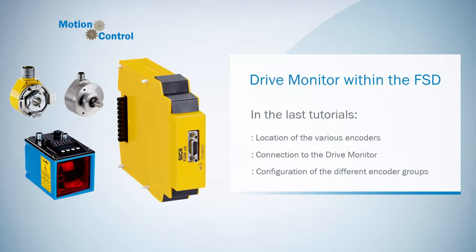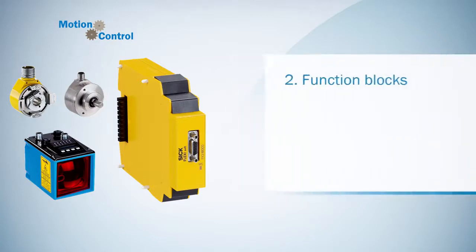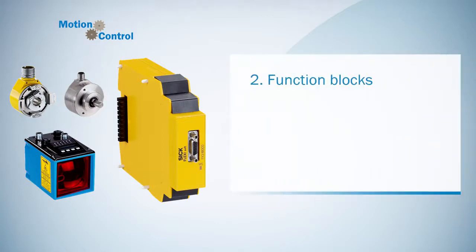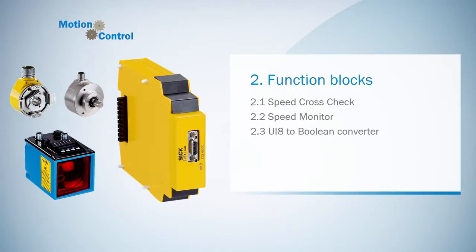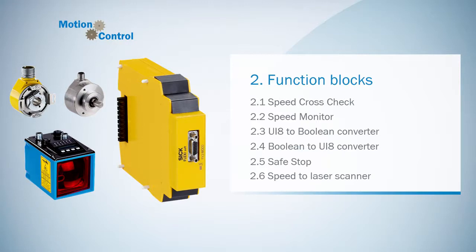Now, in the second chapter of this tutorial series, we are going to take a closer look at the various function blocks in the MOX logic. The chapter function blocks in the MOX logic is divided according to the different function blocks in 6 parts: speed cross-check, speed monitor, UI8 to Boolean converter, Boolean to UI8 converter, safe stop, and at last, speed to laser scanner. The videos build on each other, so you can see how to combine the function blocks to get a typical MOX logic in the end.